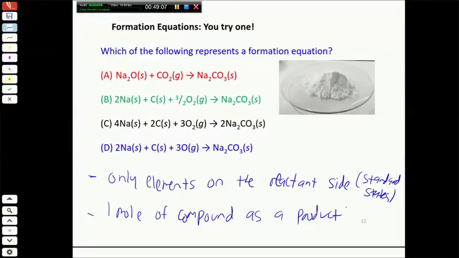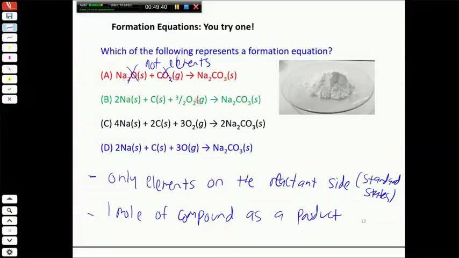If we look at choice A, we see that the reactants are clearly not elements. In a formation equation, the reactants have to be elements. So we can eliminate choice A. In choice B, we have sodium, which is an element, plus carbon, which is an element, plus 3 halves O2. O2 is the standard state of oxygen, and that forms 1 mole of sodium carbonate. So there's a coefficient of 1 on the product side that's not shown but is implied.